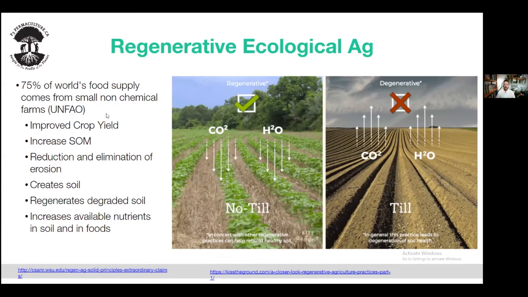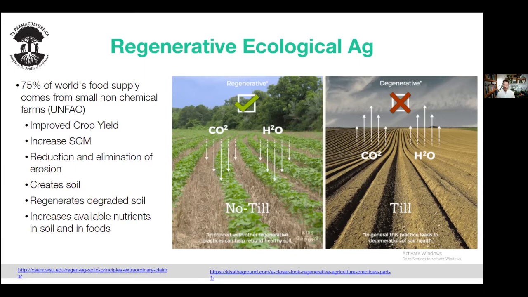If we look at right now, 75% of the world's food supply comes already from small non-chemical farms that are about 2.5 acres on average. They're already using techniques. Not all of them are permaculture. Not all of them are certified organic. Actually, most of them are not. And not all of them are doing this because they want to be part of this movement. They're doing this because it's the best way to do it.